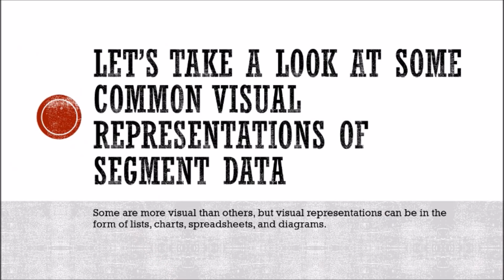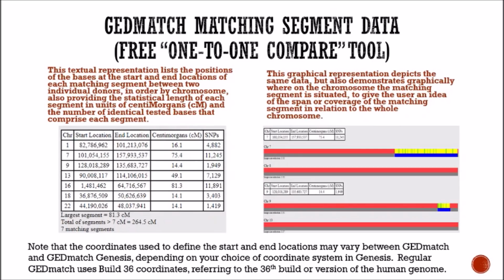Next slide. Let's take a look at some of the common visual representations. Remember, that's the next term in our definition of visual phasing in the general case. Let's take a look at some of the common visual representations of segment data. Some are more visual than others, but visual representations can be in the form of lists, charts, spreadsheets, diagrams, you name it. Any way you can think of visualizing segment data, it's probably been done, and there'll probably be some more new ones coming up too, actually. But you could use any of those to perform visual phasing per the definition. So let's take a look at some of the popular ones that people are using in actual real life visual phasing in the general case.